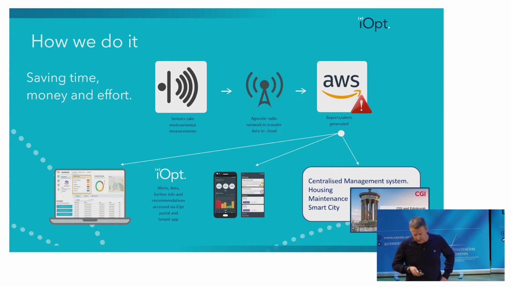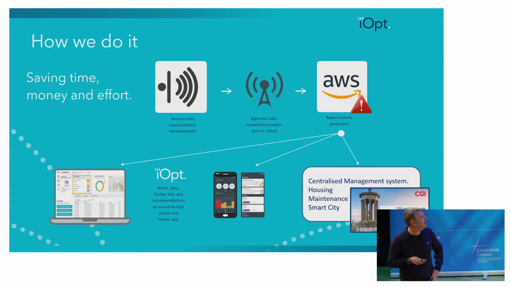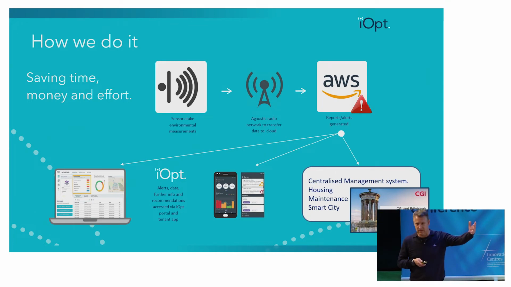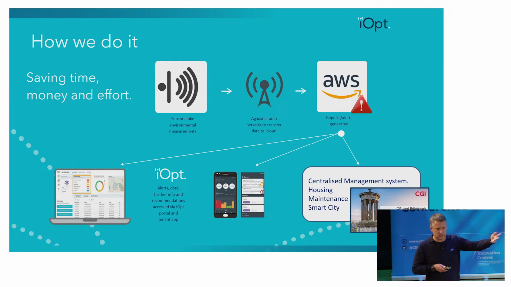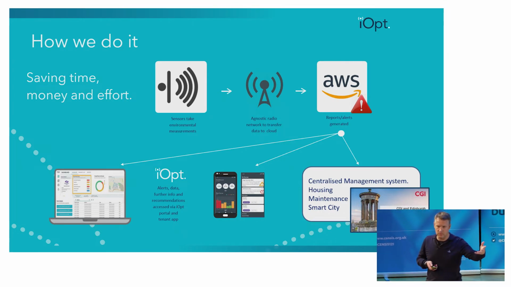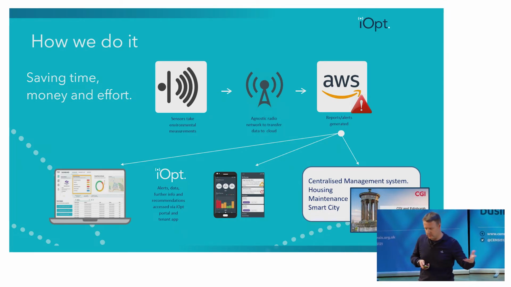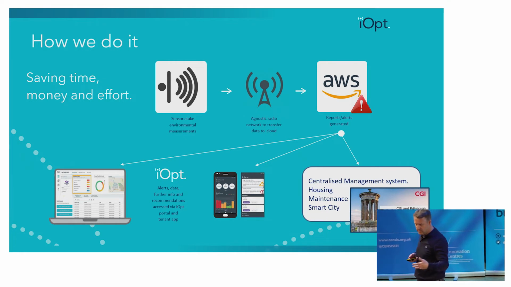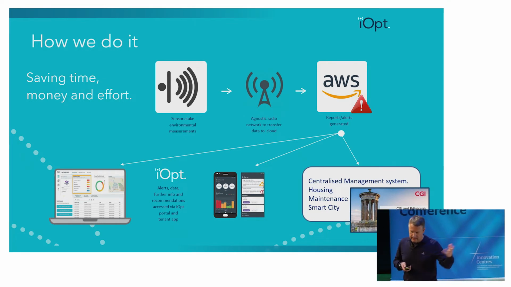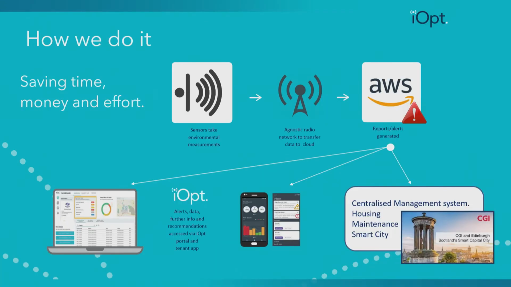So how do we do it? Well, you guys will all understand. Basically, we put sensors into homes. The data from that is collected, sent out into the cloud via whatever radio systems or networks you want to use, whether we use LoRaWAN quite a lot, we use NB-IoT, we use some fiber backhaul into the cloud where we generate reports and alerts that give a heads up to the landlord.